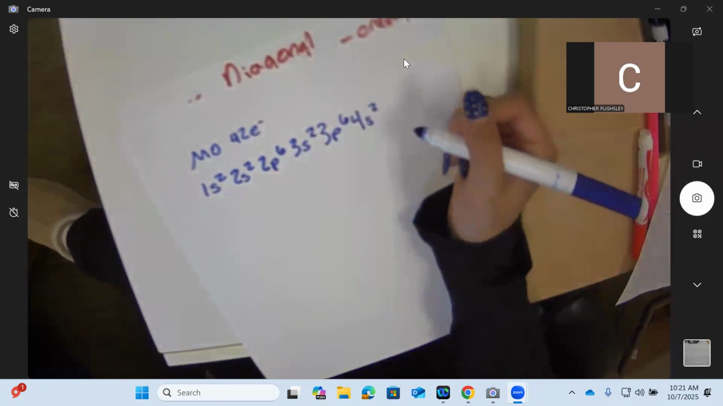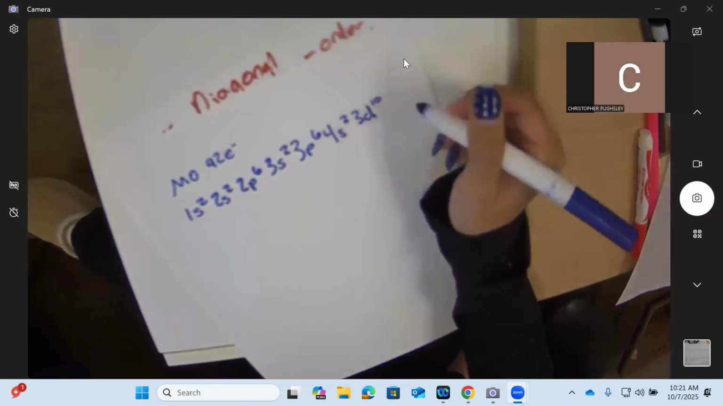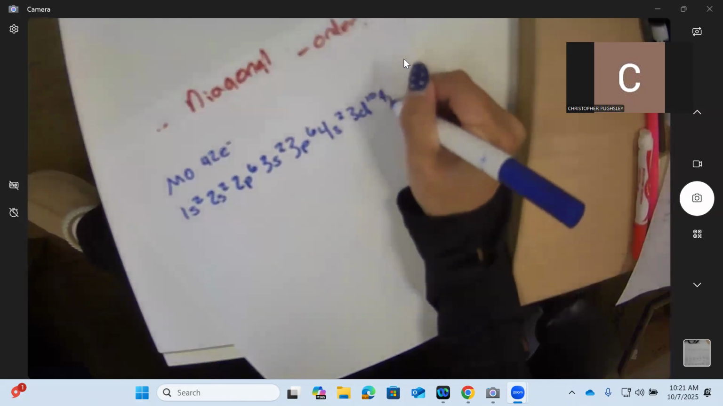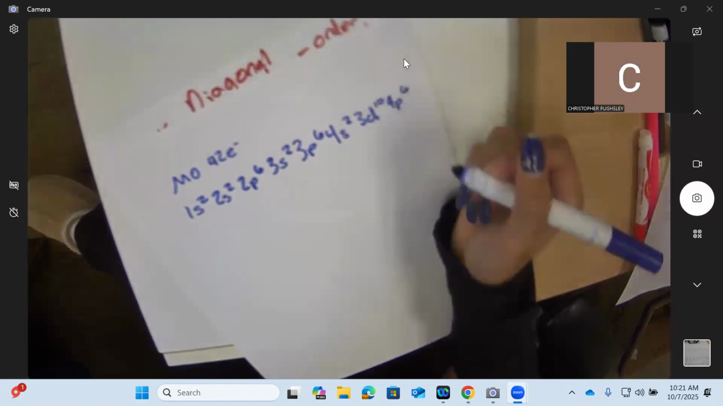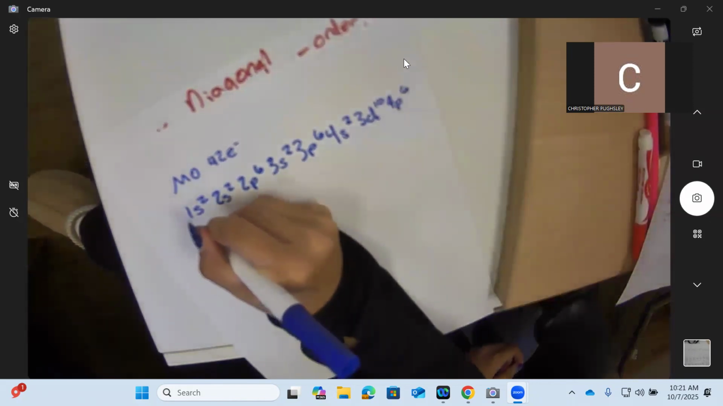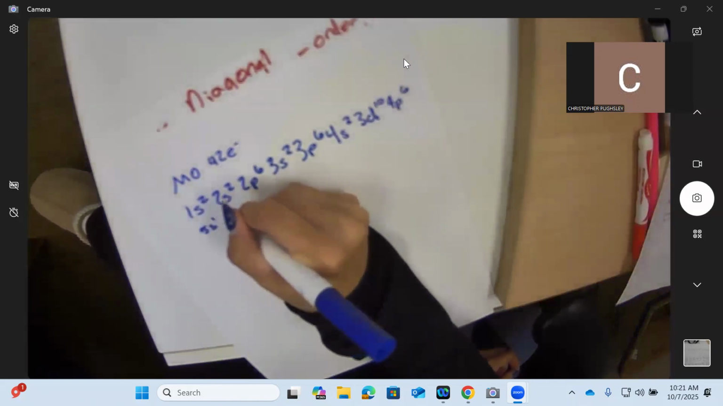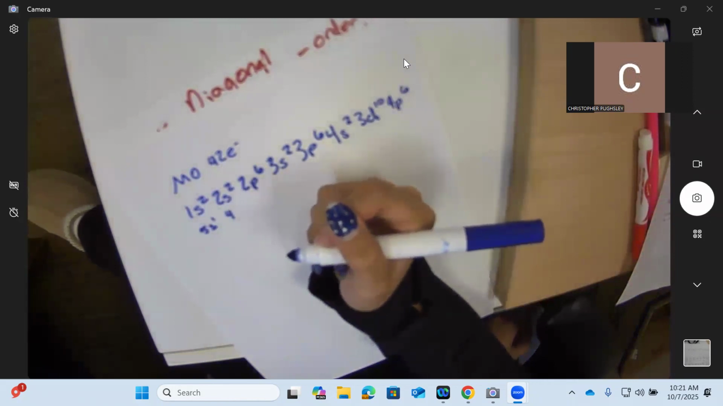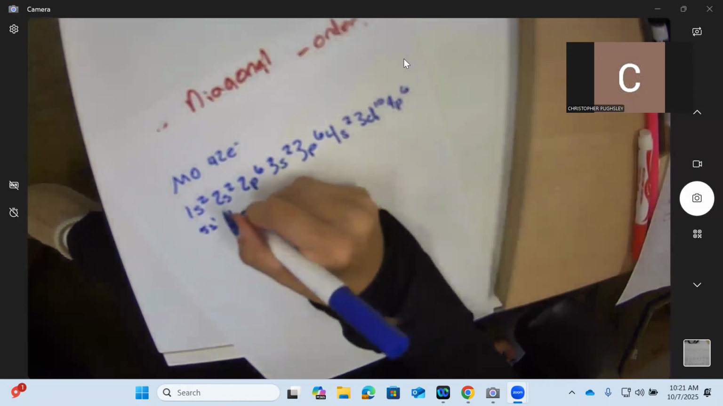And again, when we follow these, this is our pathway. And so 4s squared, then 3d 10, then 4p 6. All right, is that squared? 5s, what is that? 1. 5s1, yes. And then 4d.